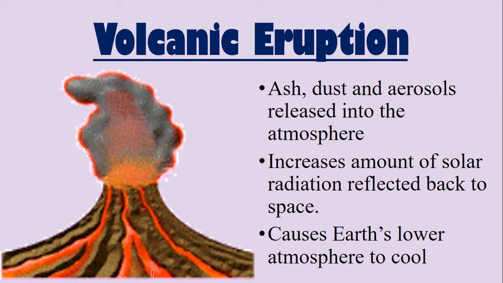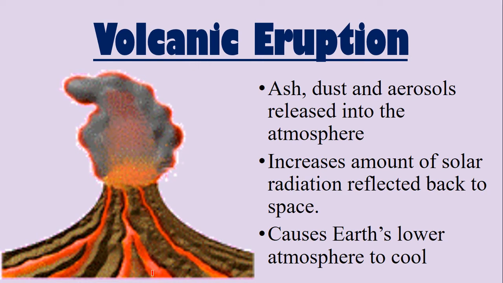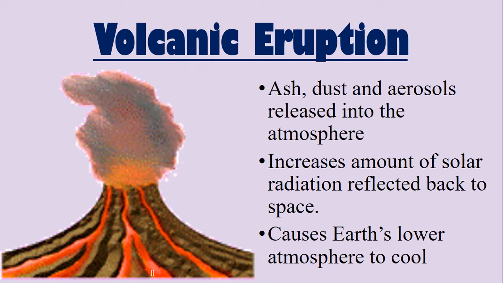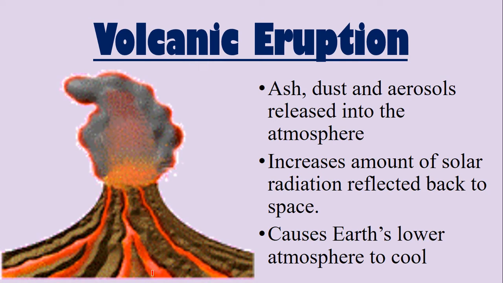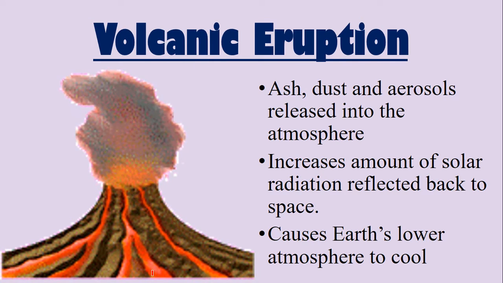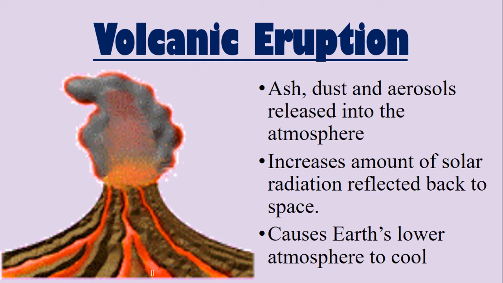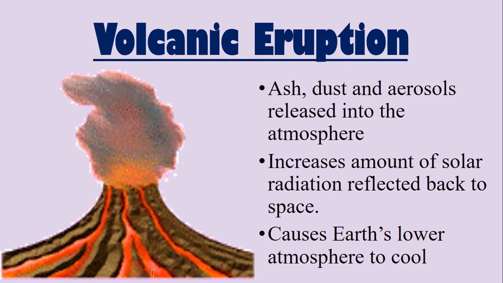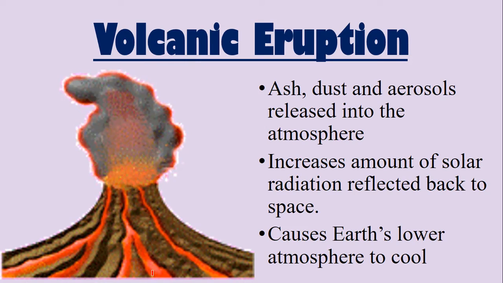If you don't remember what happens during a volcanic eruption, I made a whole video on volcanic eruptions. You may want to go check that out. But ash, dust, and aerosols are released into the atmosphere during a volcanic eruption. What it does, it blocks solar radiation from reaching the surface. It reflects it back to space. So it causes Earth's lower atmosphere to cool. They say that when Krakatoa last erupted, there was a very cold summer that year.